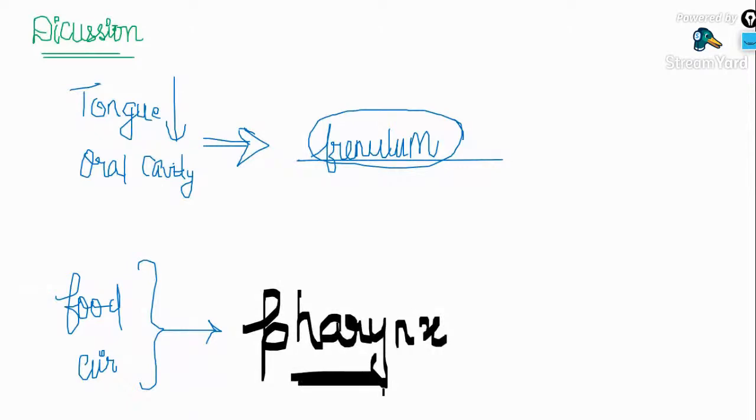Yes. Next is, name the cartilaginous flap that prevents the entry of food into the glottis. Very good. It is the epiglottis.